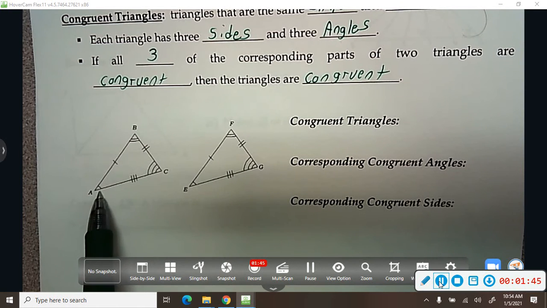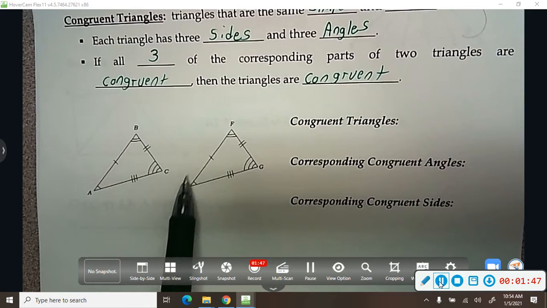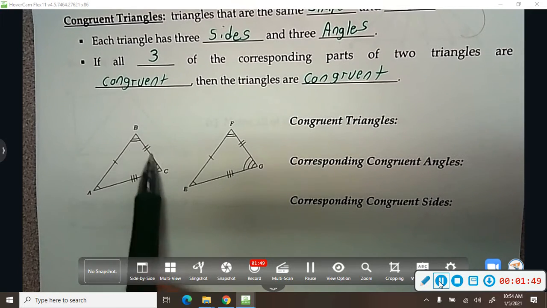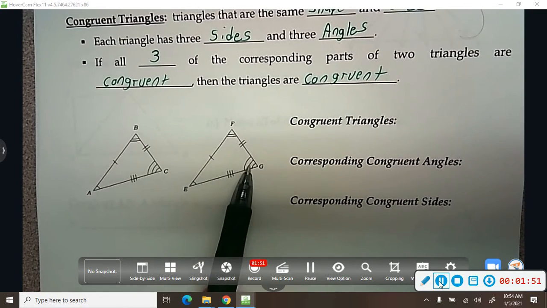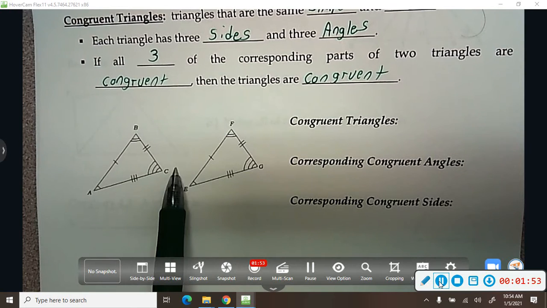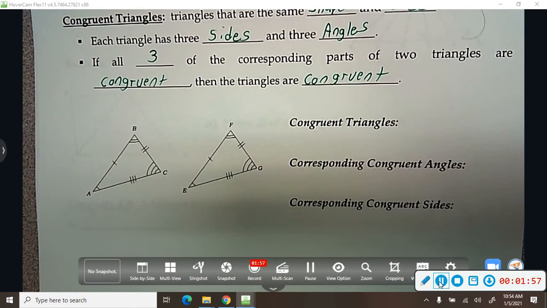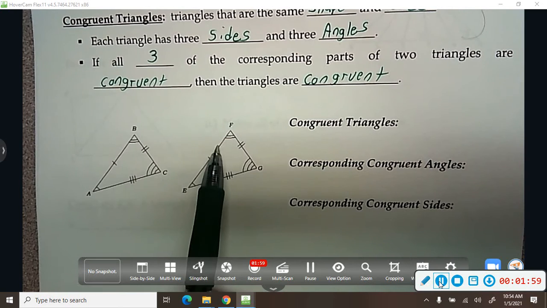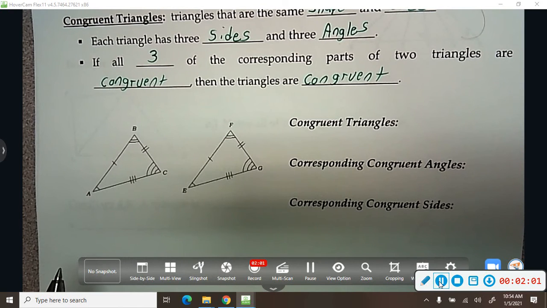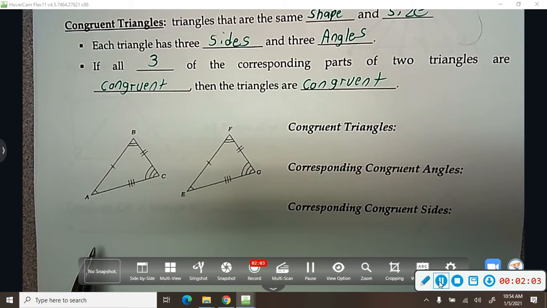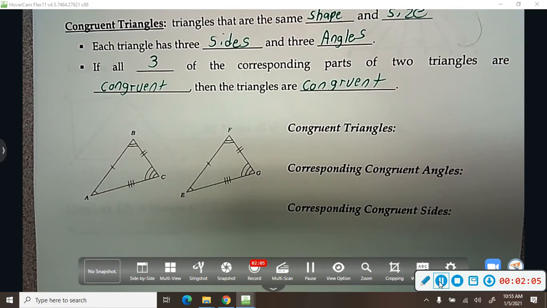And AB equals EF. BC equals FG. And AC equals EG. So because all three sides are congruent, and all three angles are congruent, we call these congruent triangles. In other words, they're the exact same size, the exact same angles, everything's exactly the same.